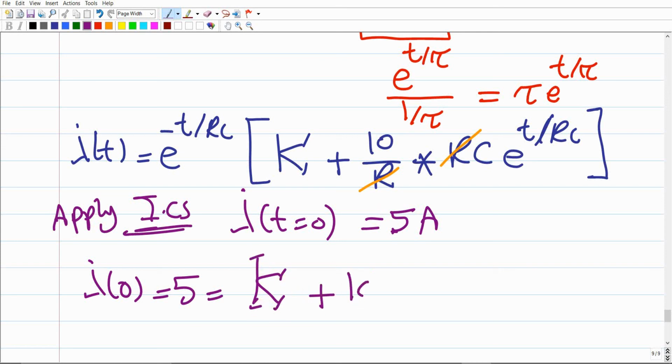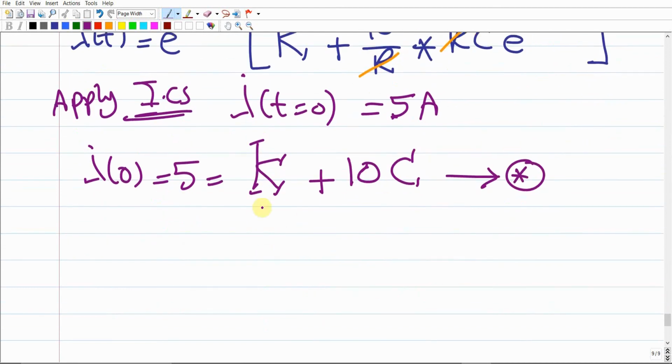plus 10 times C times e to the power of 0, which gives just 1. Anything to the power of 0 is going to be 1. So this is a very simple linear equation that can be simply solved for K.